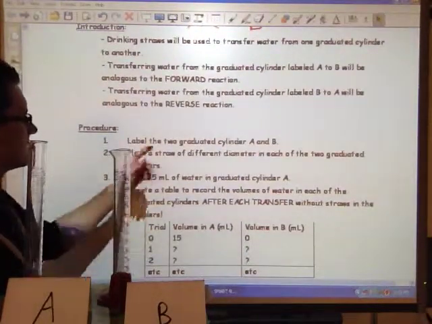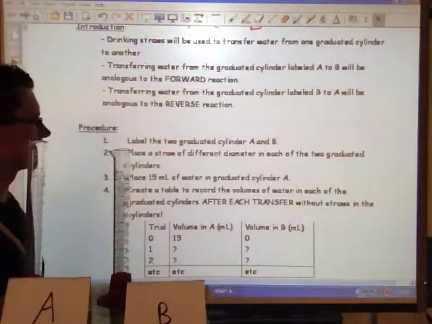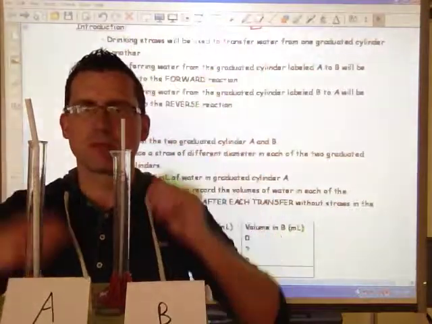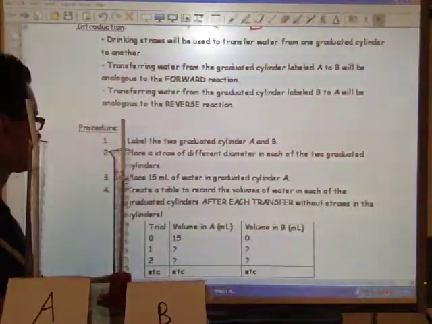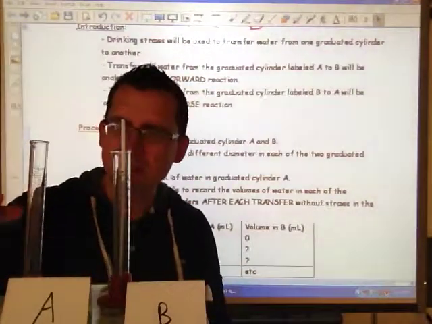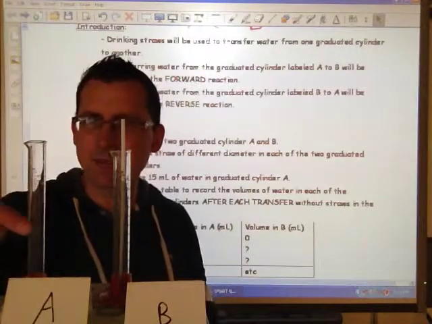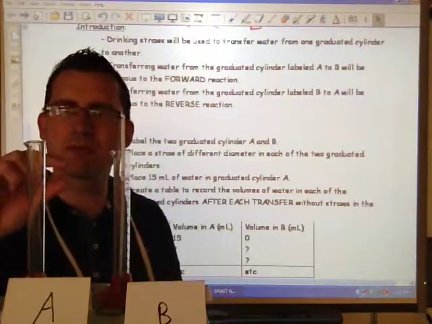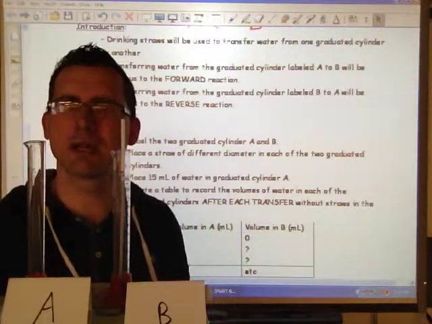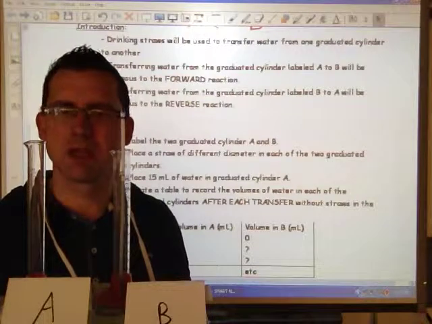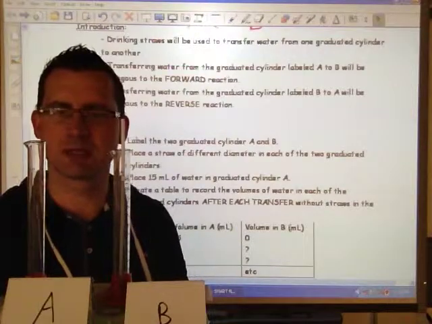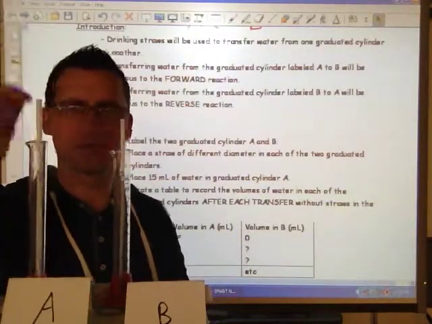So the procedure: label the two cylinders A and B, place a straw of different diameter into each of the cylinders, so it doesn't matter which one I use. Put one of the straws in one, the other straw in the other one. Place 15 mL of water into graduated cylinder A. So take the straw out, make sure it's up to 15. Once again, be sure to read the bottom of the meniscus, and you'll be able to go to the nearest 0.1 milliliter. So all your measurements should be like 15.0, 15.1, etc. So make sure you go one decimal place. So 15 mL, put the straw in.